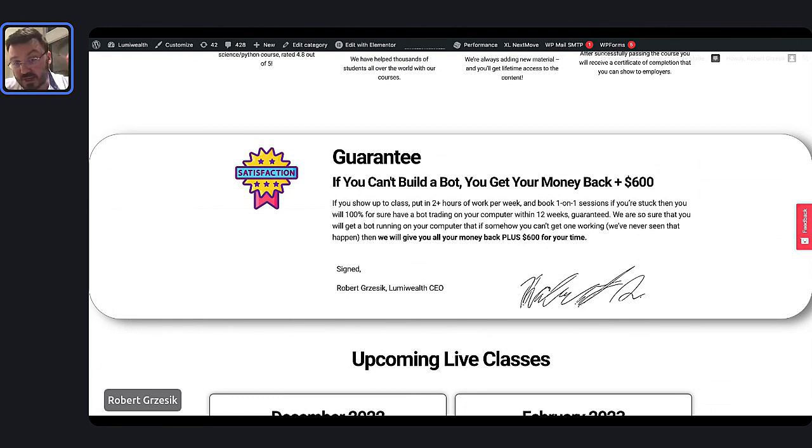I'm so confident that by the end of this class, you will have a bot working, running on your computer, placing trades. I can't guarantee you money, right? That's the nature of investing. I can't tell you you're going to make 1,000% a year. That's just not how investing works, right? But I can guarantee you that you'll have a bot working on your computer, running, placing trades, hopefully making you quite a bit of money, right? If you are not able to get this thing running on your computer, I'll give you all your money back plus 600 bucks for your time, okay?